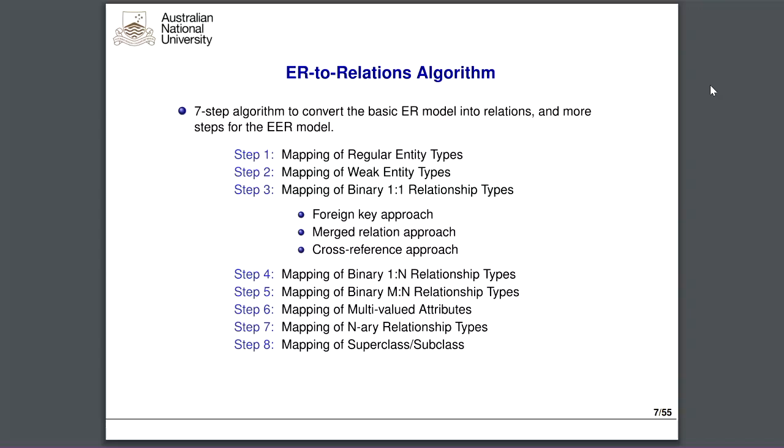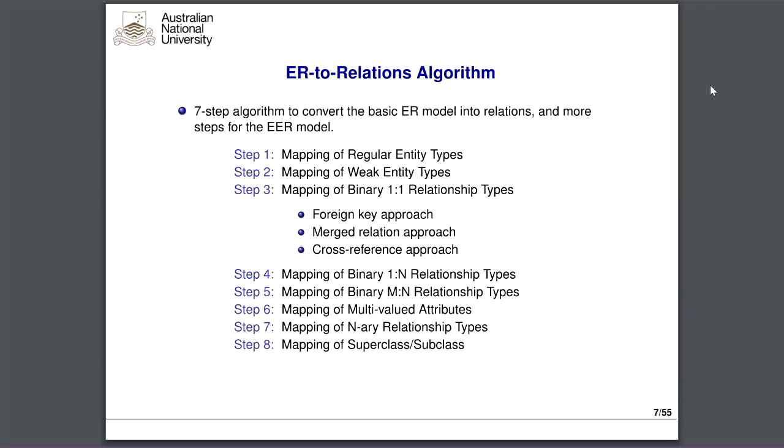Say the foreign key is for the one-to-one partial participation case. Well, the other ones, like the cross-reference approach, are for the total participation as well. So anyway, these are the 3 cases for mapping some relationship to some table. We will go into more detail in a second.